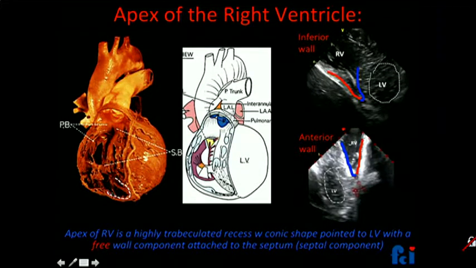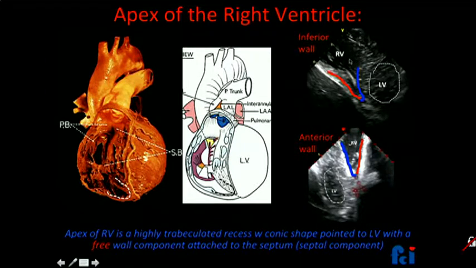On echo, here you can see another of McAlpine's images where you see the apex of the right ventricle. This is basically a recess. In fact, it is called the apical recess of the right ventricle, which is highly trabeculated. You can see here in the image how trabeculated this area is. It is a recess that points towards the left ventricle and has two fundamental components which need to be understood to map and ablate these arrhythmias. A septal component, the back wall that is part of that recess, and a component of the free wall, which is towards the inferior and the anterior aspect.